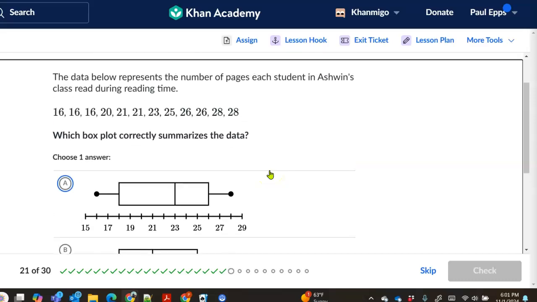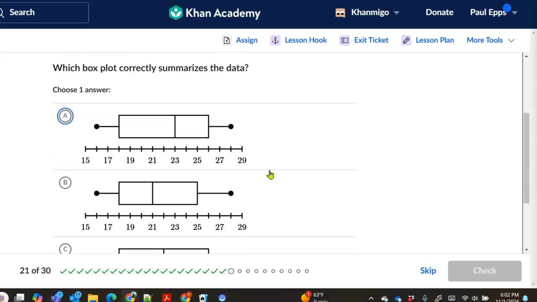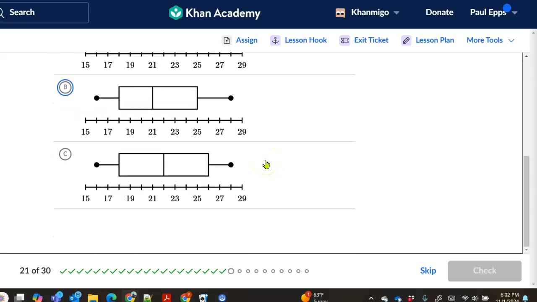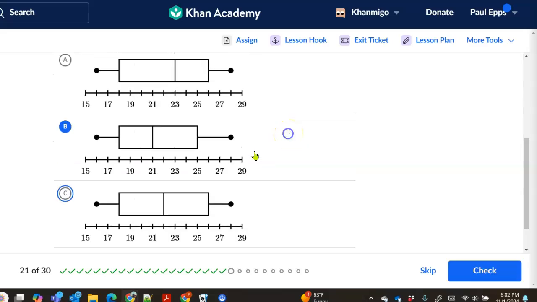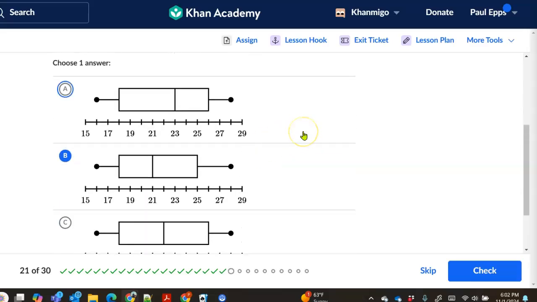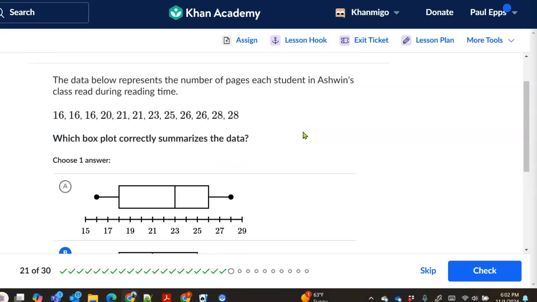The data below represent the number of pages each student in Ashwin's class read during reading time. Which box plot correctly summarizes the data? Let's see if there's anything we can quickly eliminate here. Okay, not really. I was hoping that like maybe we could use the 16 and the 28 to knock something out, but we can't. So now we got to look at it a little more closely.